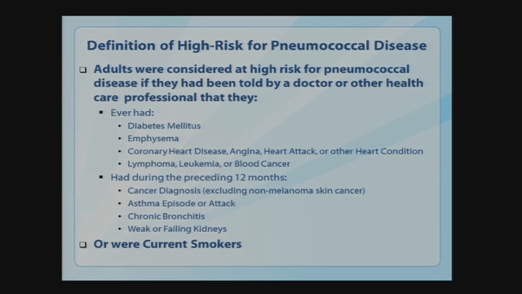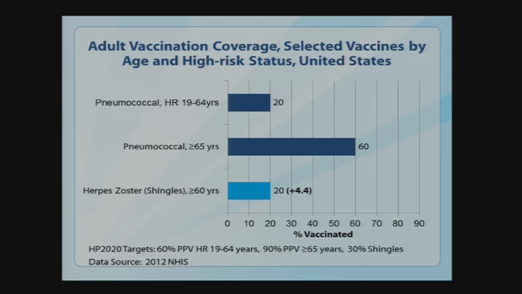Looking at some of the coverage estimates, again, the pneumococcal estimates are overall estimates for both the polysaccharide and conjugate vaccines. For high-risk individuals, 19 to 64 years, coverage was 20%. For those 65 and older, 60%. Among adults 60 years and older, 20% reported receiving herpes zoster vaccine, and that represented a 4.4 percentage point increase compared to estimates from 2011, and that was primarily due to increases that occurred among non-Hispanic whites.